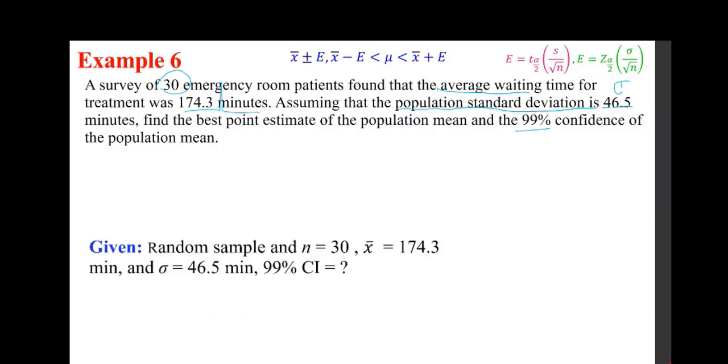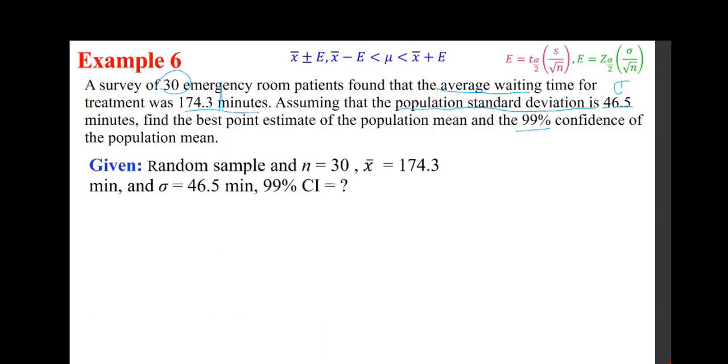We write the given properly. That's extremely important. So random sample, n is 30, x bar is 174.3, sigma is 46.5, again the units, minutes. And we are interested in finding the confidence interval accordingly. Number one, what is the point estimate? For mu, it's always x bar.